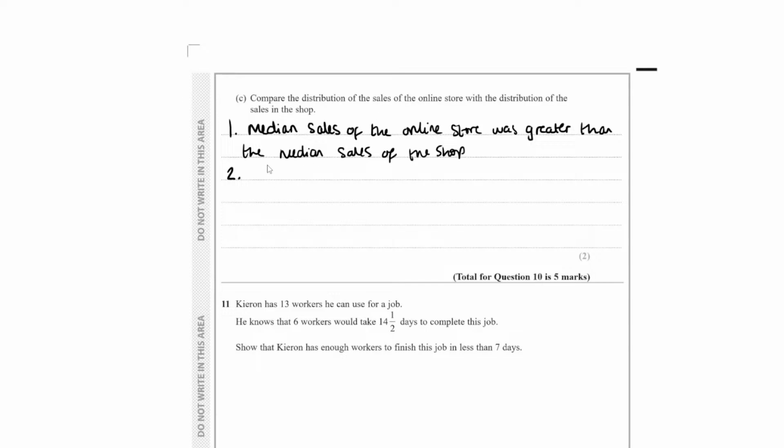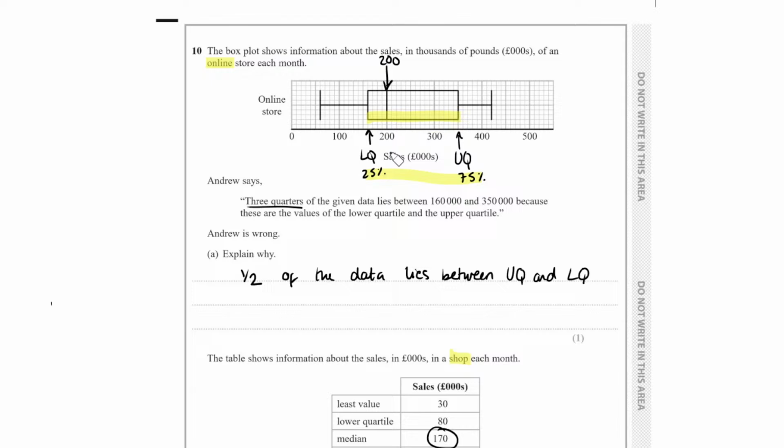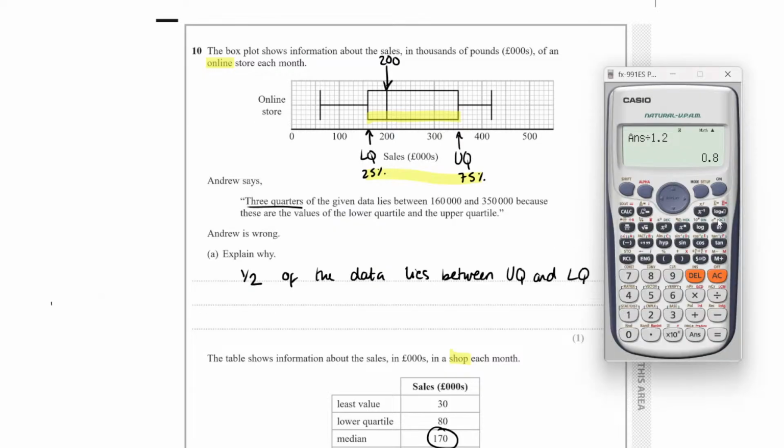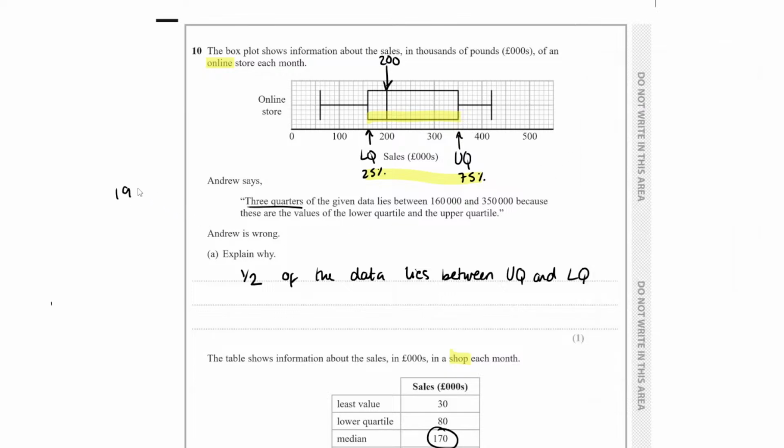The second thing is then a measure of spread, which is either the range as a whole, they'll accept, or the interquartile range. I tend to use interquartile range because that one's a bit more specific, but as long as you do some kind of range, and again, we're going to compare it. So the interquartile range of this one, he said, was 350 and 160. So 350 minus 160 would be 190 for the online store. That's the interquartile range, 190,000.